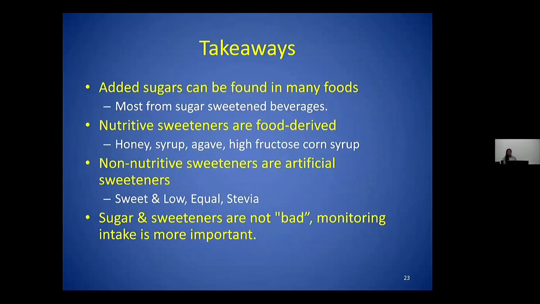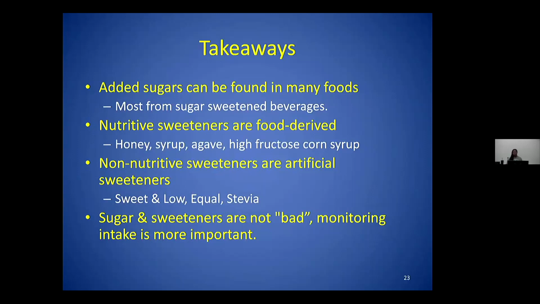Some key takeaways that we wanted you to get out of the presentation are that added sugars can be found in many, many different foods, with the bulk of it coming from your sugar-sweetened beverages like your sodas, your pops, your Gatorades, and pumpkin spice lattes from Starbucks.